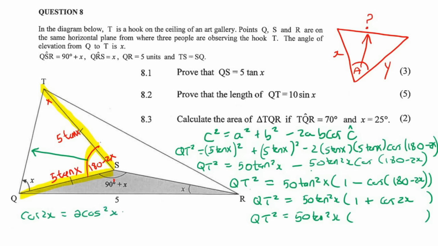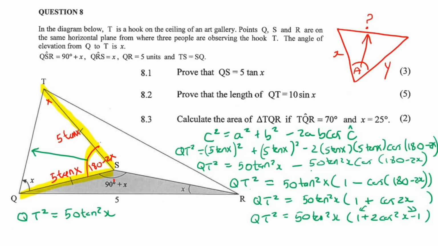2 cos squared x minus 1. That's the one I'm going to choose. So it's going to be 1 plus 2 cos squared x minus 1. And now what happens is that this one and this one, they're going to cancel. Sorry guys, I'm going to move up over here. So now we're going to say QT squared is equal to 50 tan squared x.